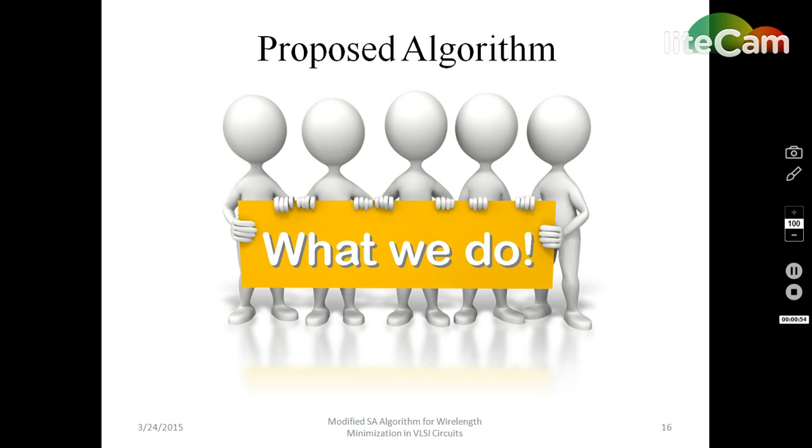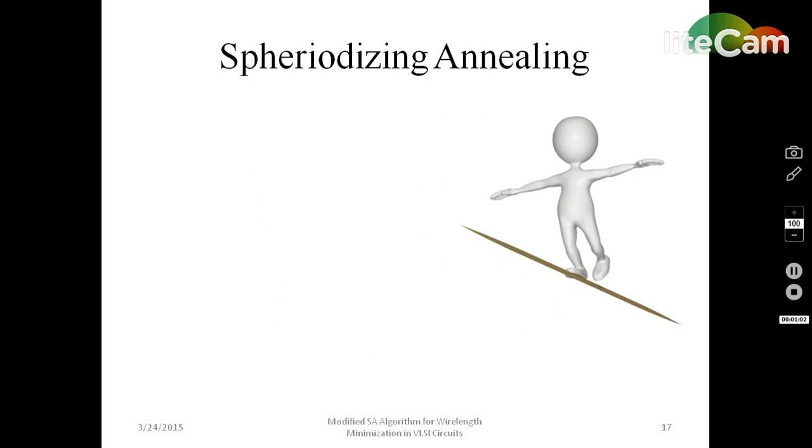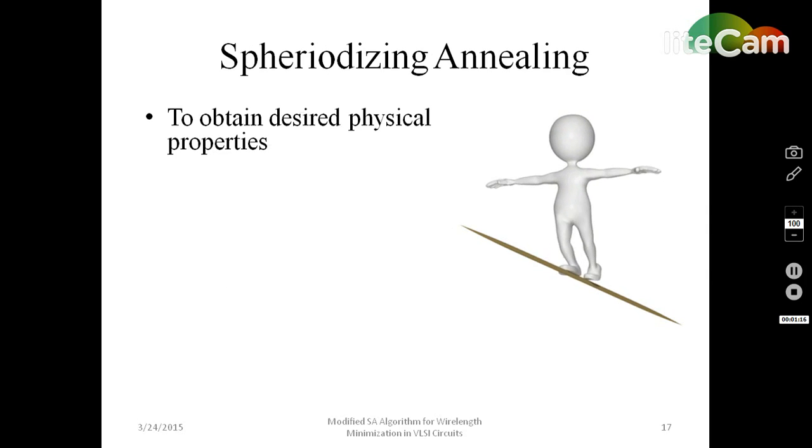So what we are going to propose, what is our contribution to this work, is that we propose a new type of annealing process called spheroidizing annealing. So what is this spheroidizing annealing? This process is also mimicked from an analogy of mechanics. Generally, spheroidizing annealing is employed to obtain desired physical properties, whereas annealing always converges to the best solution. On the other hand, spheroidizing annealing converges to the required solution.